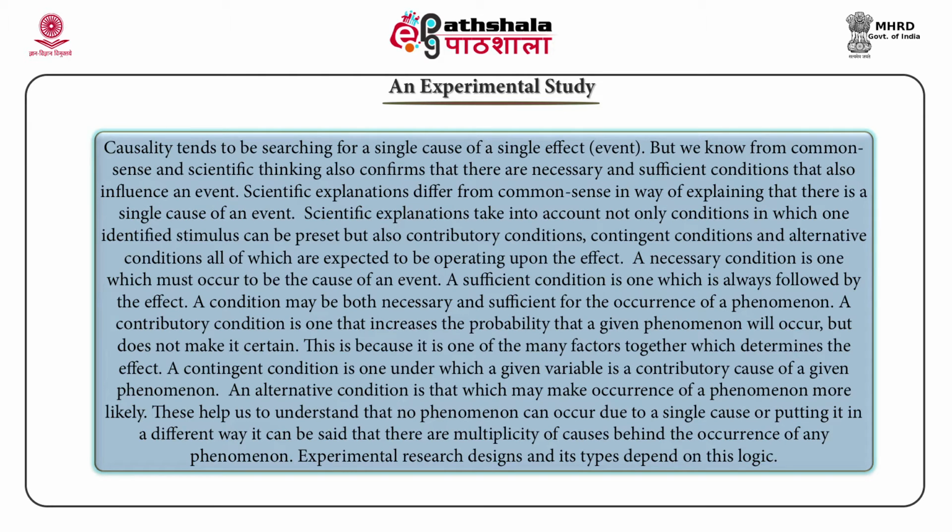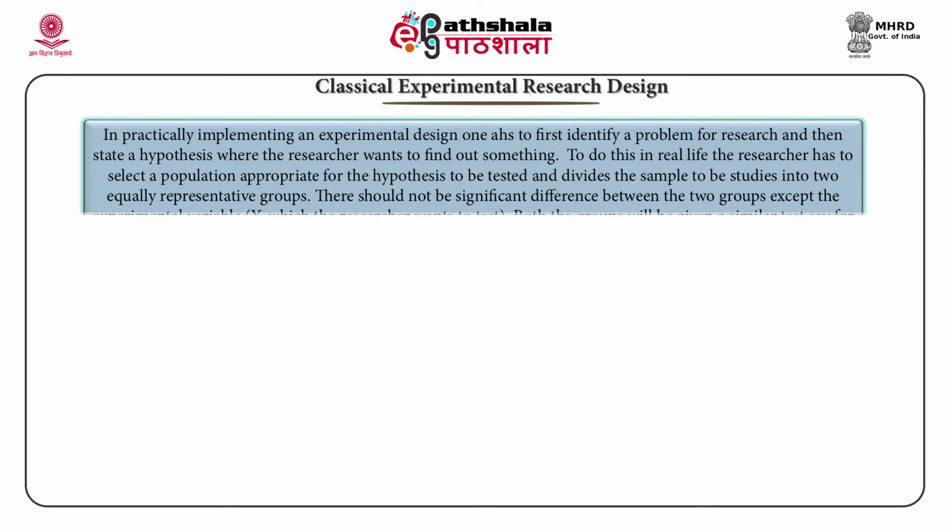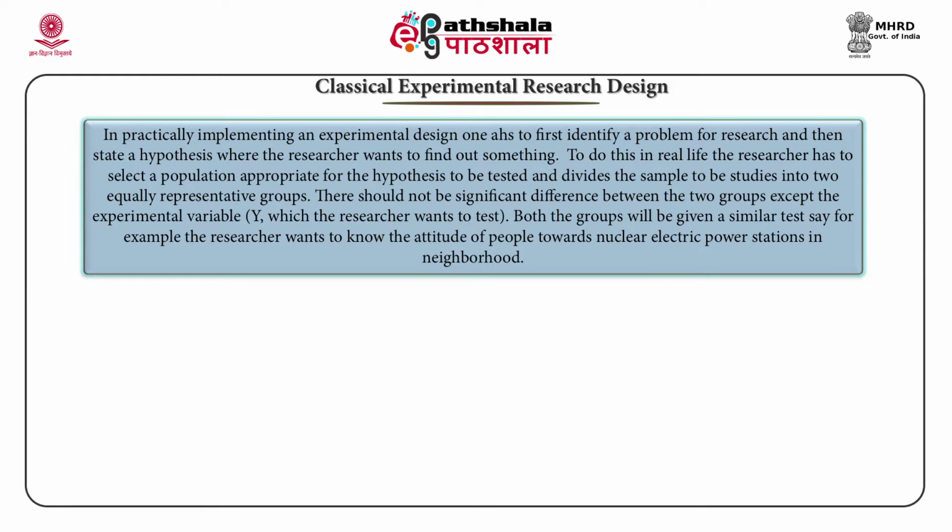An alternative condition is that which may make occurrence of a phenomenon more likely. These help us to understand that no phenomenon can occur due to a single cause, or putting it in a different way, there are multiplicities of causes behind the occurrence of any phenomenon. To do this in real life, the researcher has to select a population appropriate for the hypothesis to be tested and divide a sample to be studied into two equally representative groups.